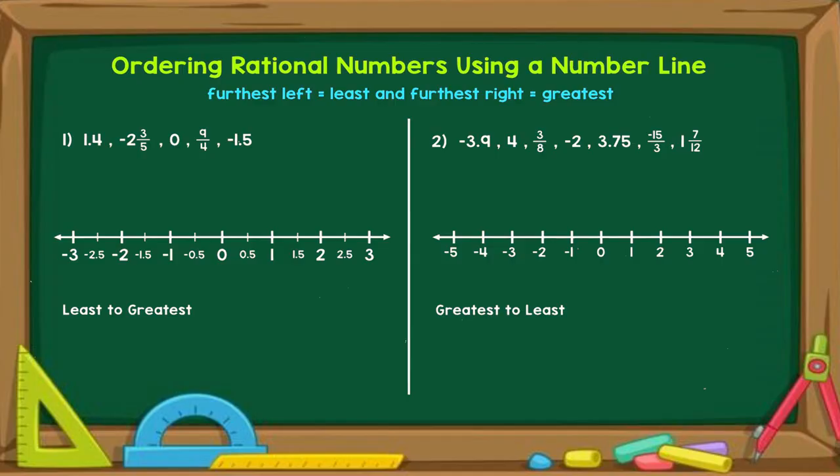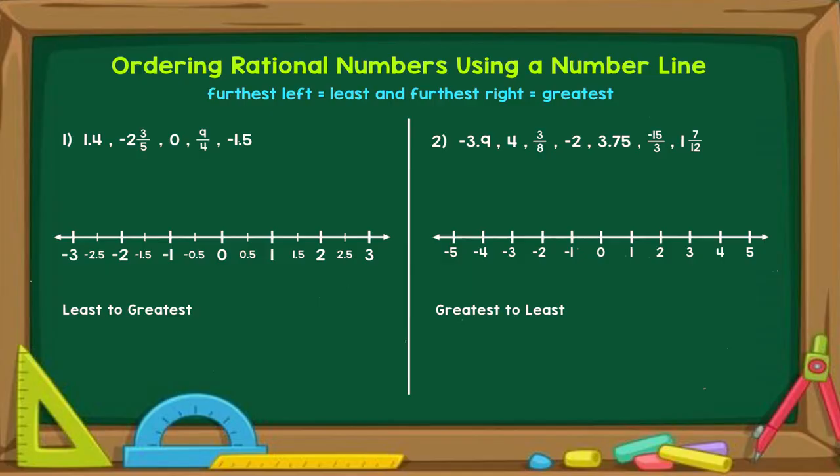Now remember, when it comes to number lines, if we look at 0, positive numbers are to the right of 0 and negative numbers are to the left of 0. And keep in mind, as far as moving along a number line, numbers increase in value as we move to the right and decrease in value as we move to the left. So when we order rational numbers using a number line, the number furthest to the left will be the least, and the number furthest to the right will be the greatest.